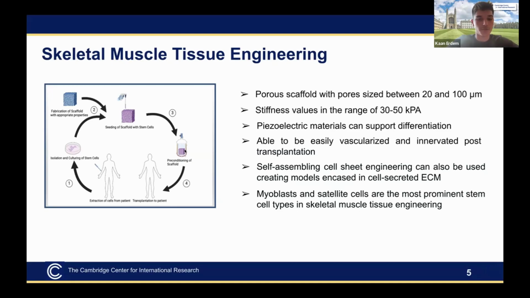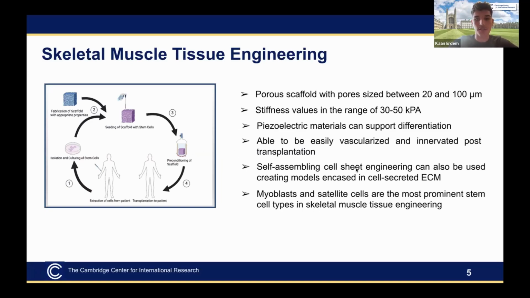Then it would be ideally preconditioned through methods such as hypoxic preconditioning, which has been shown to increase vascularization, and mechanical preconditioning, which helps with the organization of the tissue into functional skeletal muscle, and then it will be transplanted into the patients. However, there is a newer, different method of skeletal muscle tissue engineering also utilized, which is self-assembling cell sheet engineering.